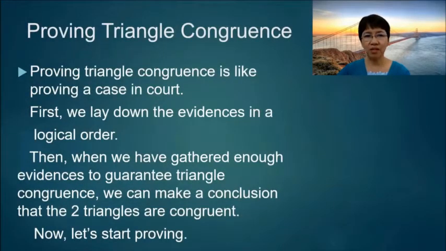Proving triangle congruence is like proving a case in court. First, we lay down the evidences in a logical order. Then, when we have gathered enough evidences to guarantee triangle congruence, we can make conclusions that the two triangles are congruent and the corresponding parts of the two triangles are also congruent. Now, we're ready to prove. Let's start proving.